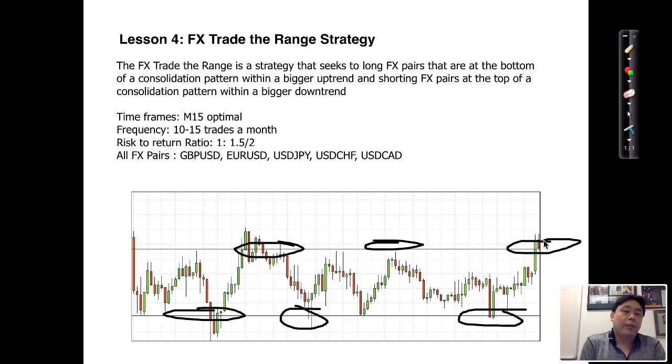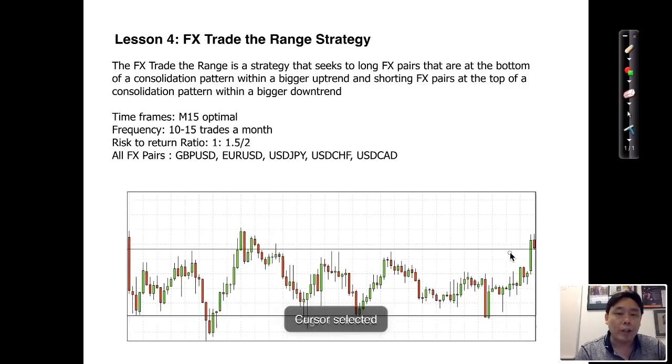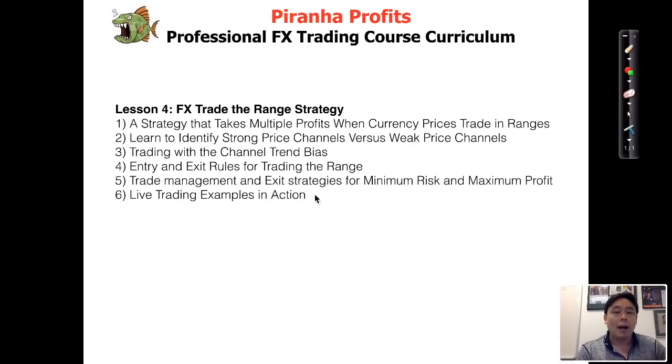So again, these trades come out about 10 to 15 times a month with a risk to return ratio of 1:1.5 or 1:2, and they work on all Forex pairs. So for this range strategy, you'll be learning how to take multiple profits when the currency price moves in a range, where you can take multiple trades with multiple profits within a short period of time.